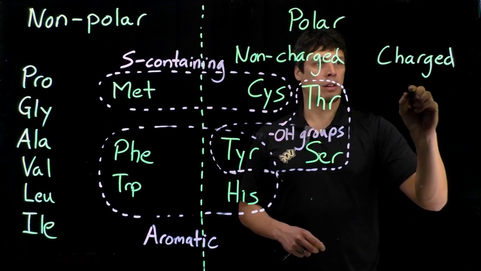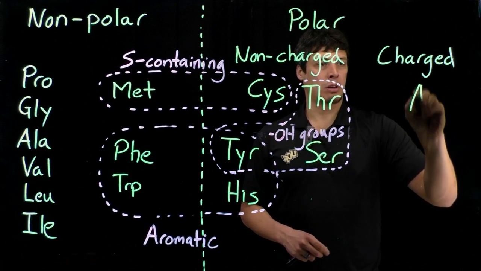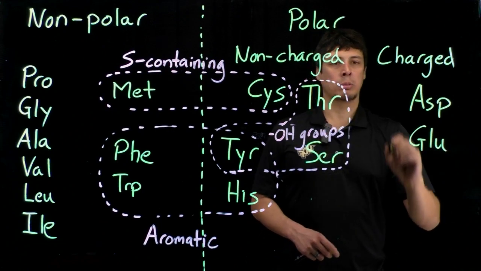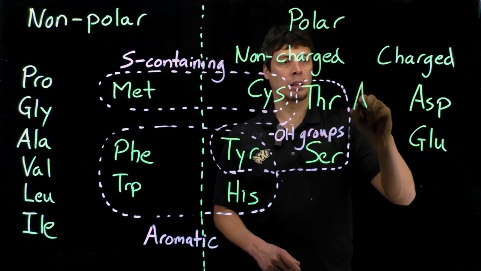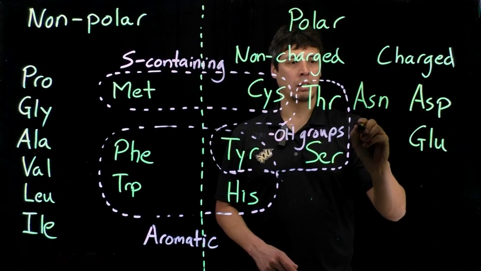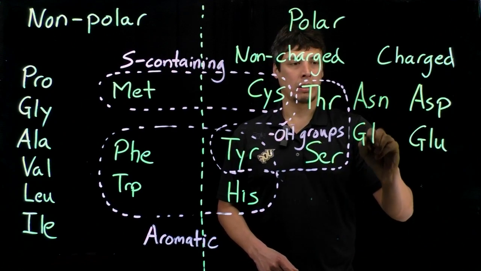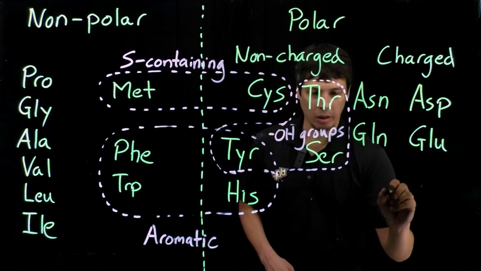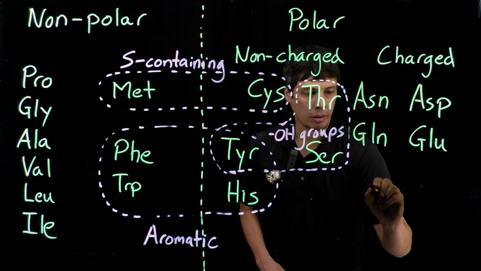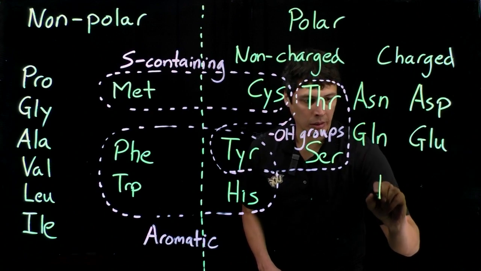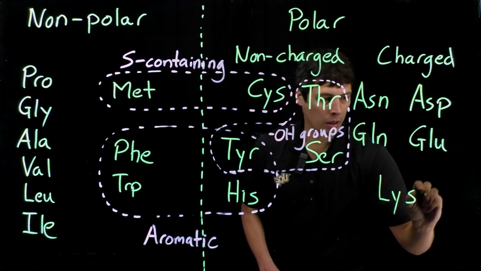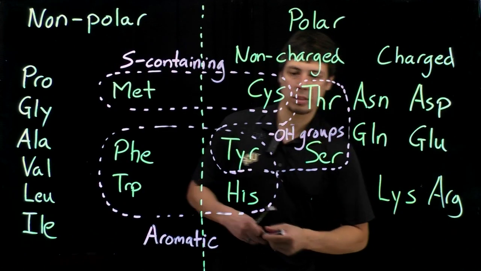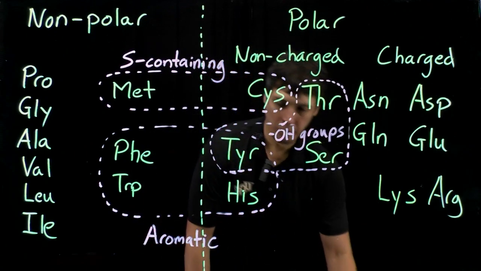Okay, and then we're going to have charged. So we have aspartate, glutamate, and those pair with the non-charged ASN, so asparagine and glutamine. And then we have our basic amino acids, which are lysine and arginine, and also histidine. So this makes a final group.